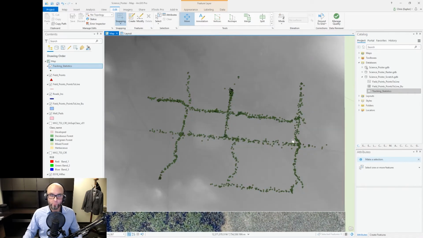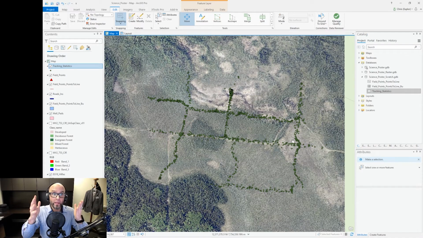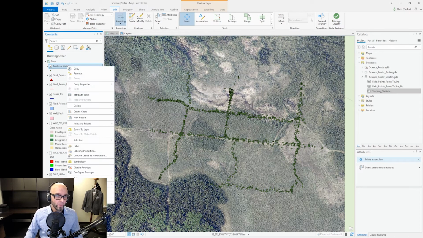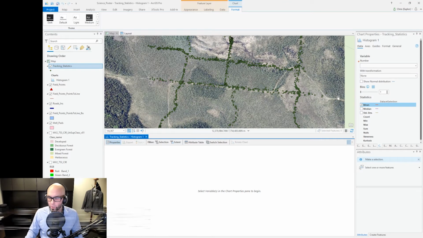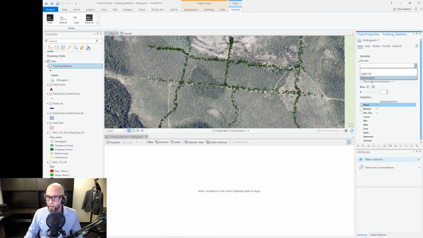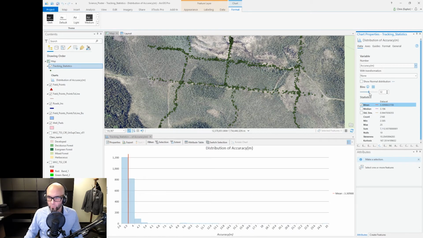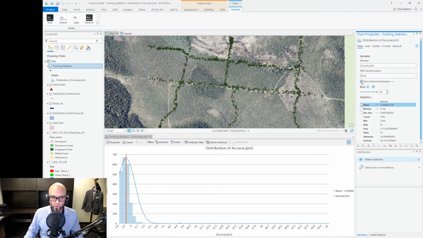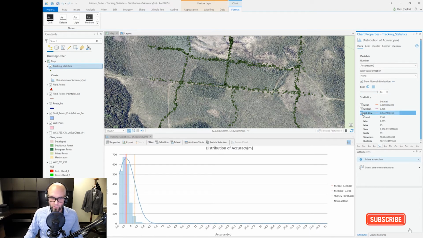Here I've got a distribution of points. Again, I'm within my science poster project. Now, these are just sample points. They weren't actually taken here. I just moved them. But to look at the distribution, we right click on the tracking statistics. We go to create chart. We're going to go to histogram. My chart properties come up over on this side. Probably is different for you. And I'm going to add the variable number as in accuracy. Now I'm also going to pop up the number of bins. I'm also going to show the normal distribution. I'm going to show the mean and the standard deviation.